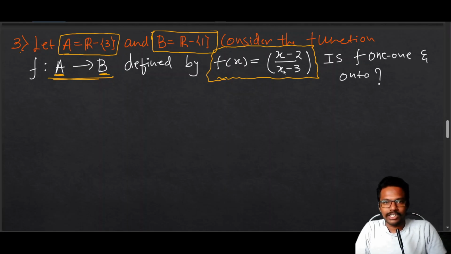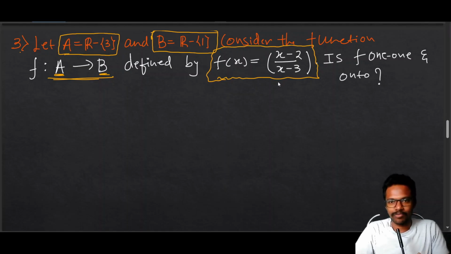The function is a rational function. The numerator is a polynomial function and the denominator is also a polynomial function. So we call this function a rational function, a rational type function. In first year B you have studied these rational functions.